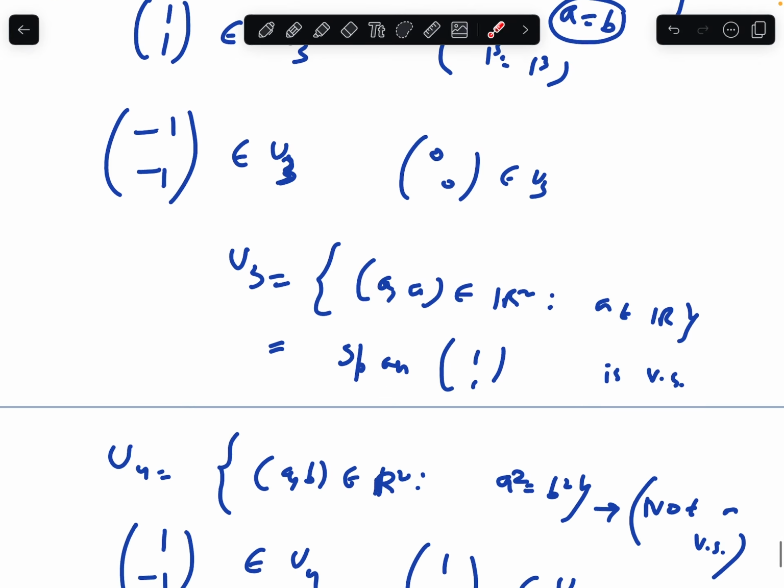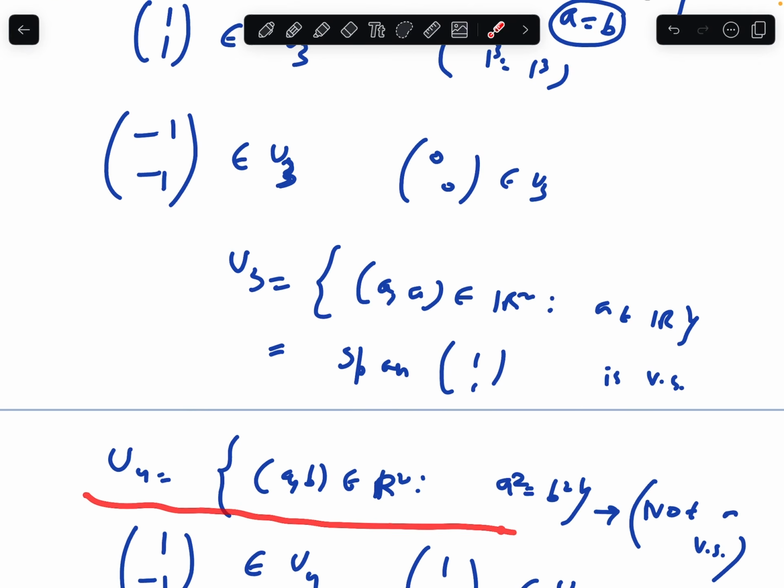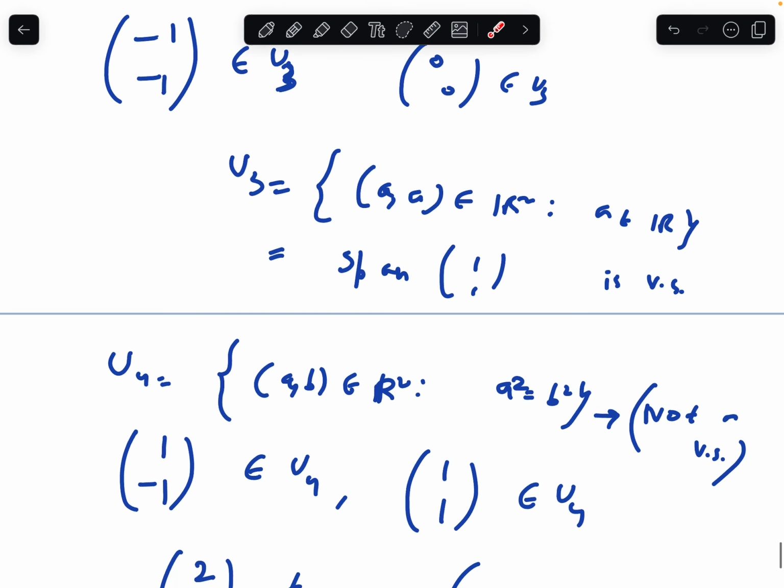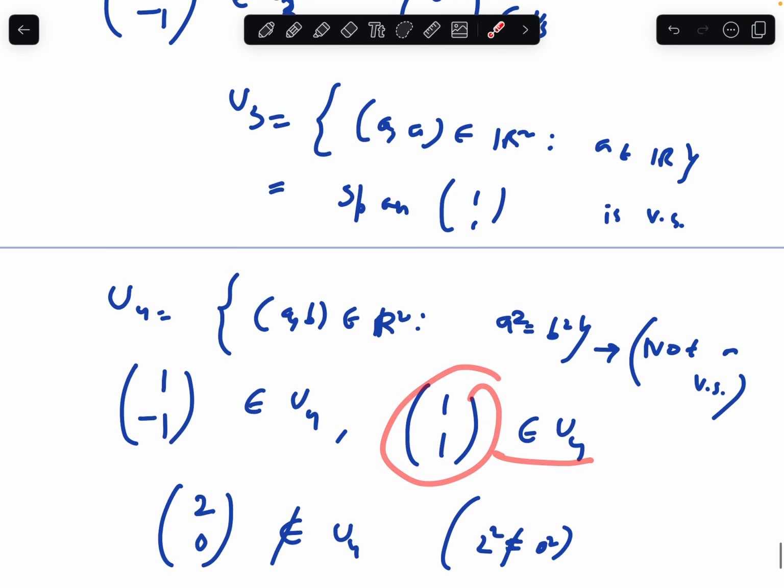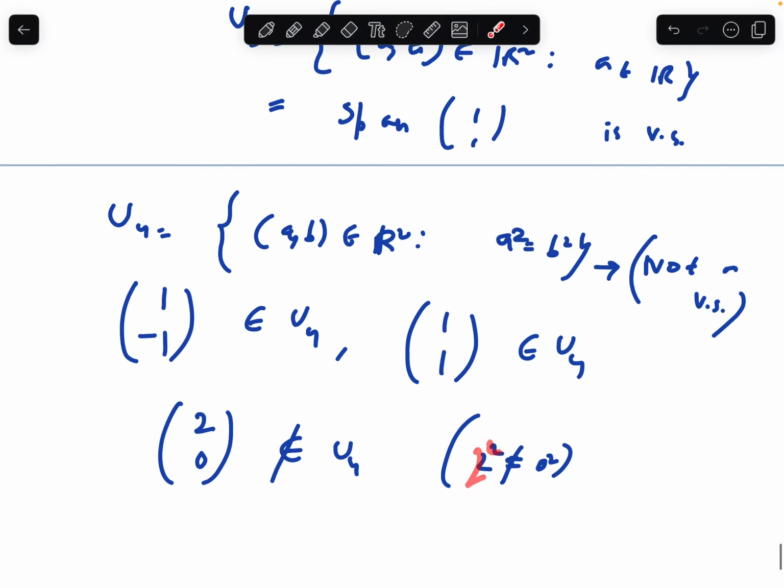How about this set U4, {(a, b) such that a squared equals b squared}? This is not a vector space. Why? Let's see. (1, -1) is inside U4 and (1, 1) is also inside U4, but the sum of these two elements is (1 plus 1, -1 plus 1), which is (2, 0). This is not inside U4 because this condition is not being satisfied. 2 squared is not equal to 0 squared. Therefore, it is not closed under addition. Therefore, it can't be a vector space.